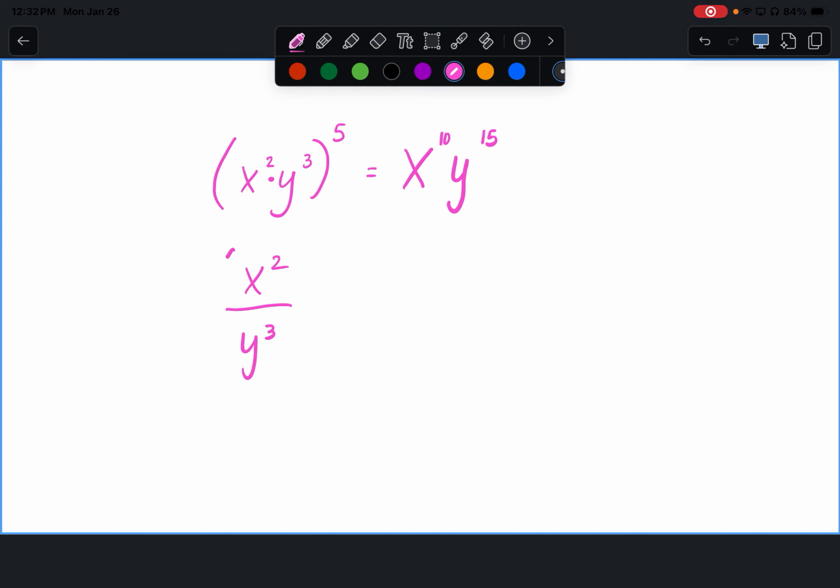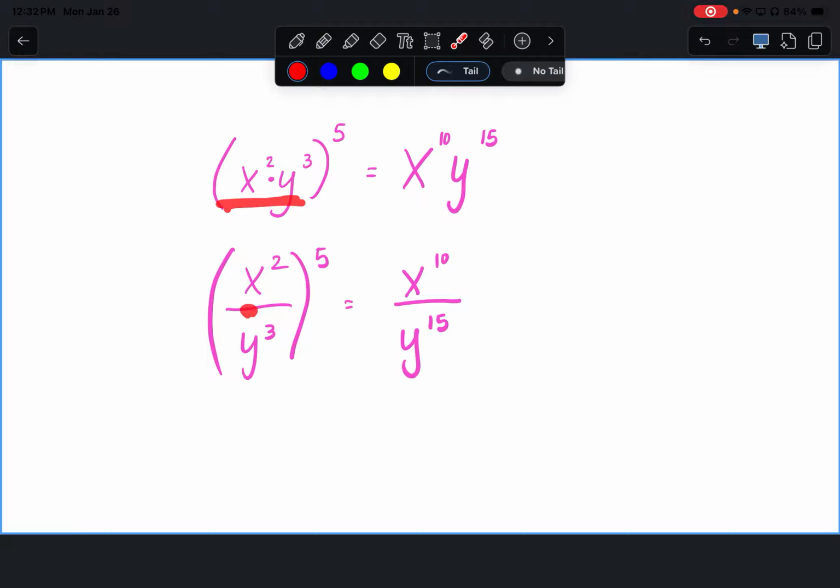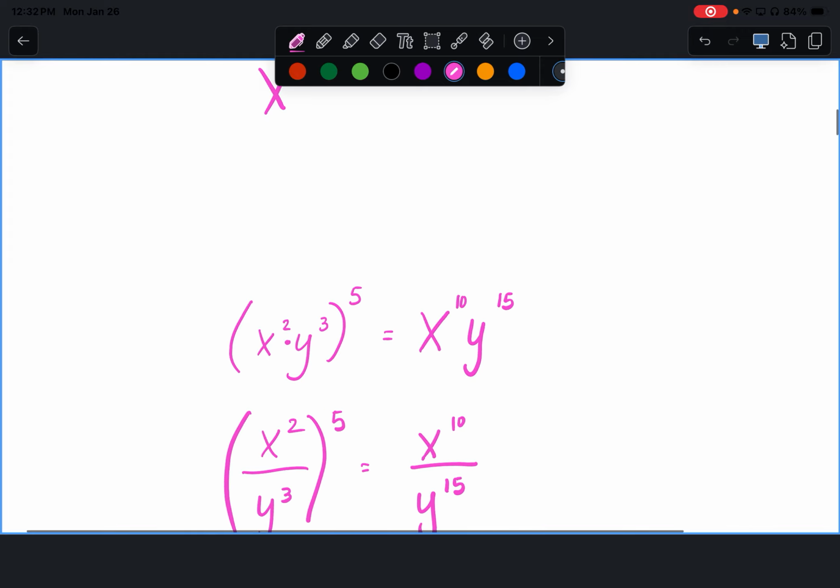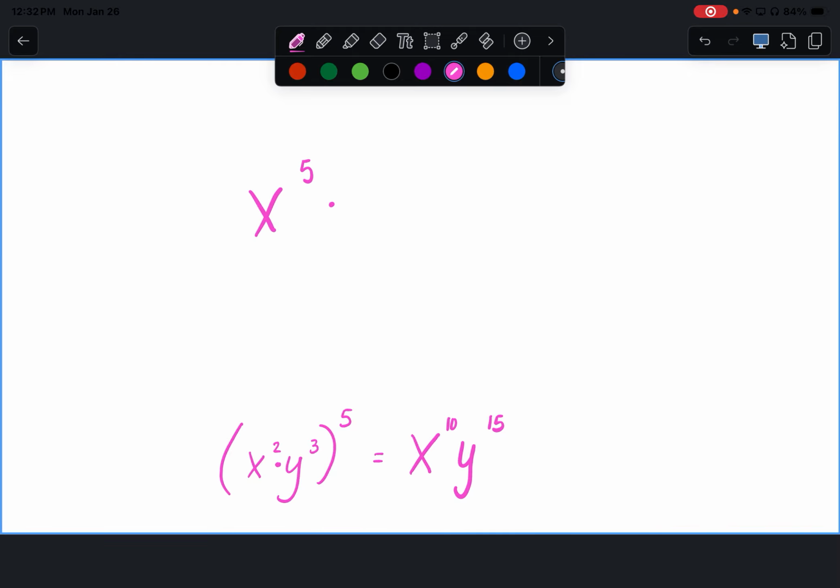okay? And I still raised it to the 5th power. That same idea has to hold, okay? Both things still have to be raised to the power of 5. So we would get x to the 10th divided by y to the 15th. The only thing that changes is that instead of multiplying right here, we're dividing. It goes to both. Because whenever we're dividing, we could rewrite that as x to the 5th times 1 over y to the 3rd. Raise it like that.